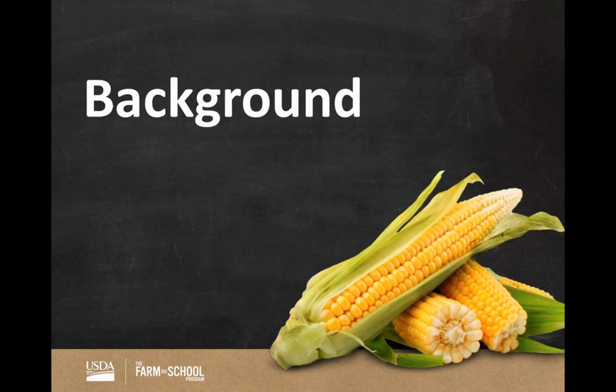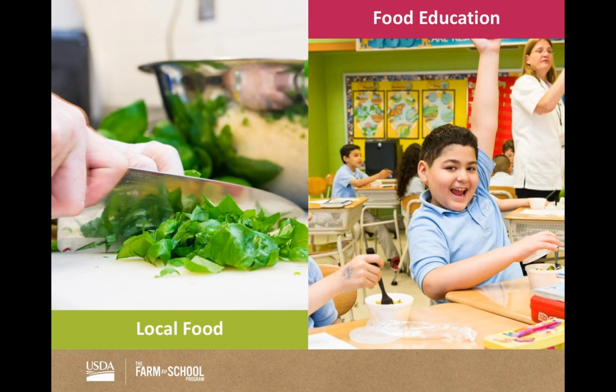Okay, so we're going to hop into the background and talk a little bit about the Farm to School program. So the main purpose of the Farm to School program is really to increase access to local foods. So we want to make sure that we are helping eligible schools offer more local items on their menus, and also providing food education opportunities to students so that they can really be able to consume different types of locally fresh grown foods.